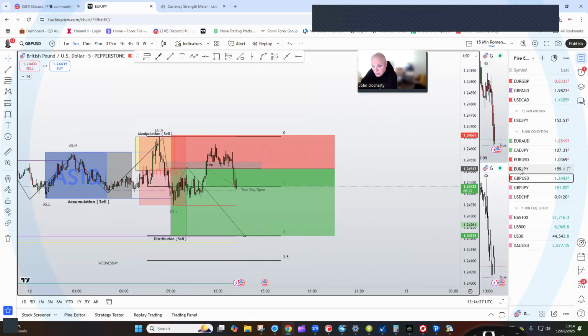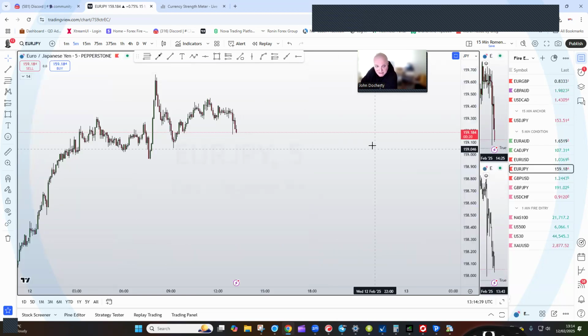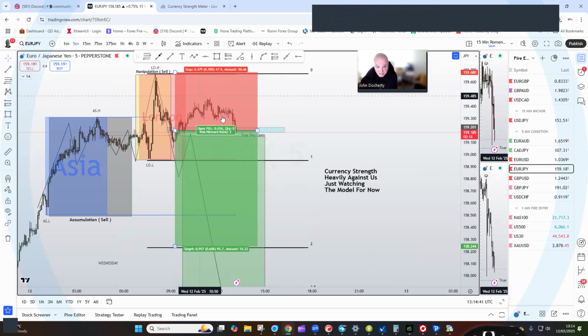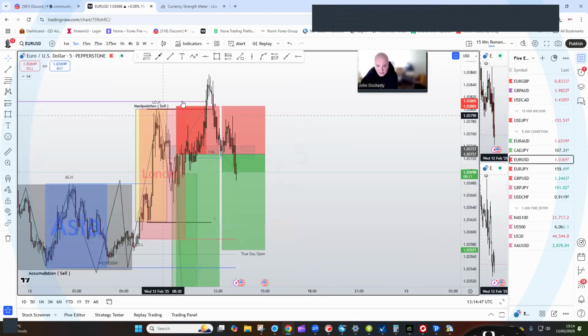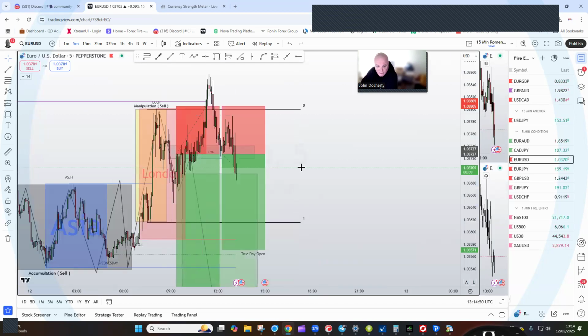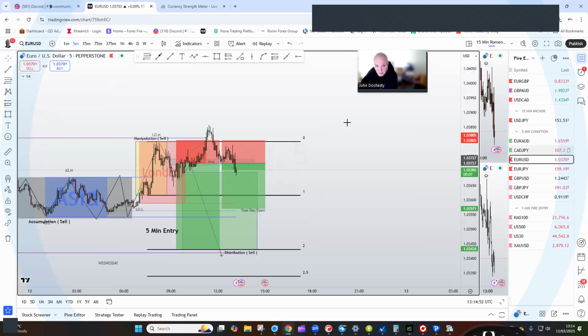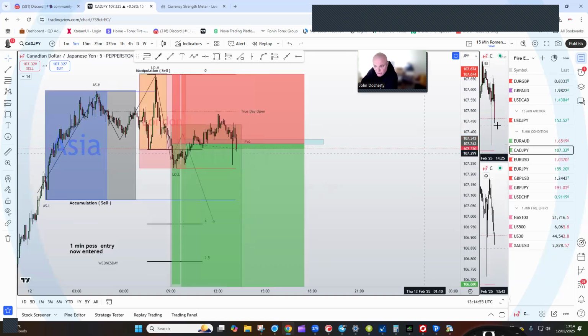The Euro JPY, however, it has held. It was the Euro USD, wasn't it? This has held and it's structurally going. The Euro USD, we did strike out simply because the Euro was just too strong. The CAD JPY, structure is holding on this at the minute.